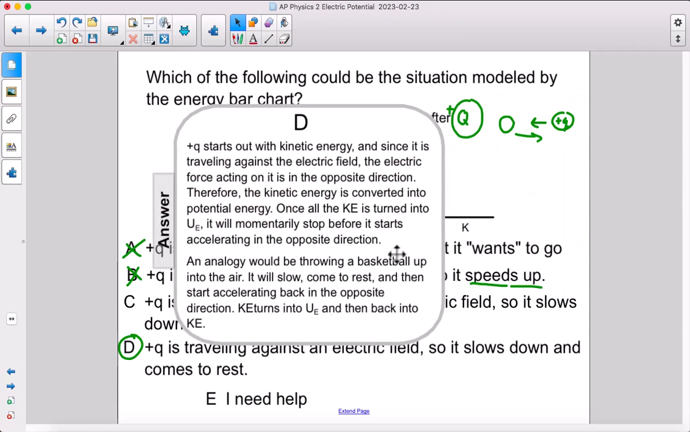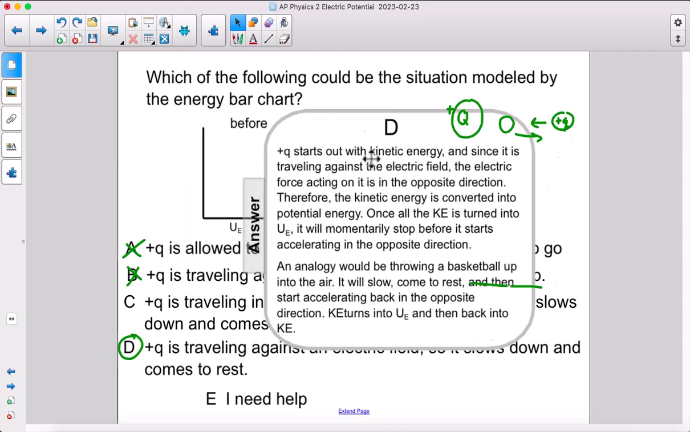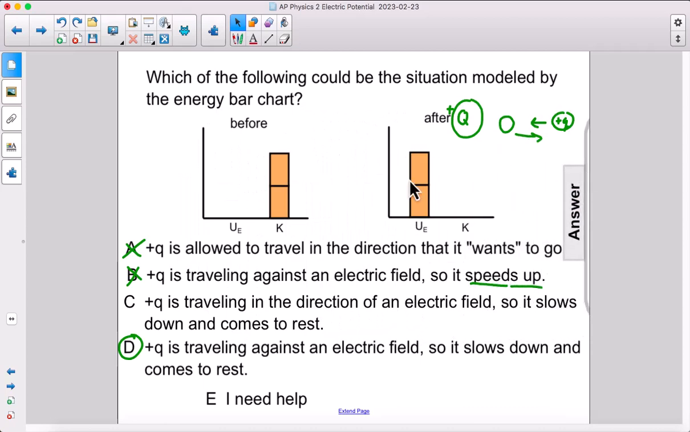An analogy would be throwing a basketball up into the air. It starts out with kinetic energy, but then it slows down, comes to rest, and then starts accelerating back in the opposite direction. So that kinetic energy turns into potential energy. And so this bar chart would represent as it's flying up away from Earth, and then the moment it stops midair, right before it starts coming back down.